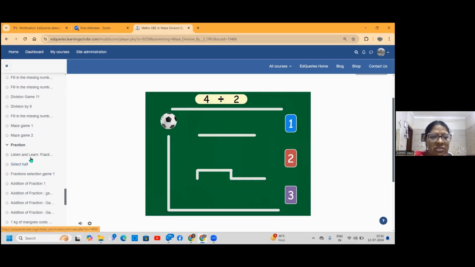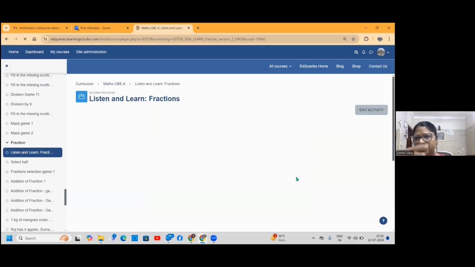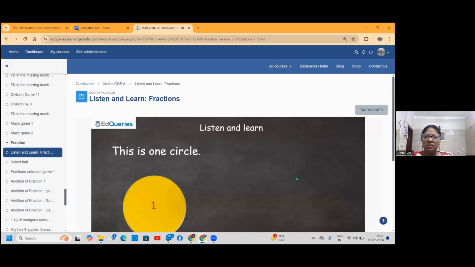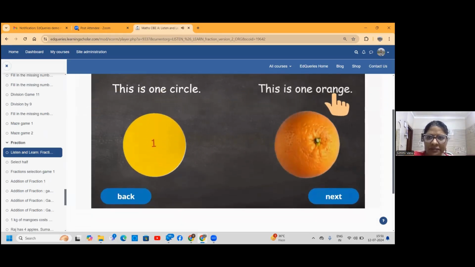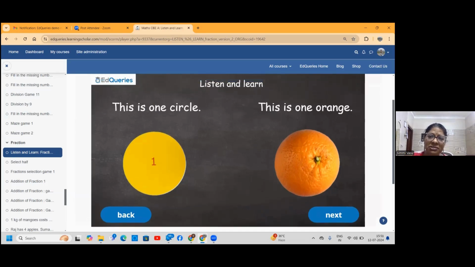Again, fractions. I want you to see a little about the listen and learn fractions, because that has been made in a very interesting way. And immediately it introduces the child to the concept. Again, assuming that you have introduced the concept by showing them in real, the fraction part of it. And then, look at the picture, then listen to the audio and touch the word. Hear it again. It makes it much more relatable. So this is one circle.